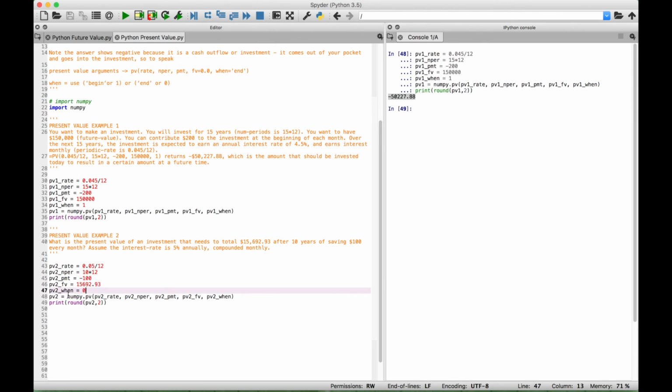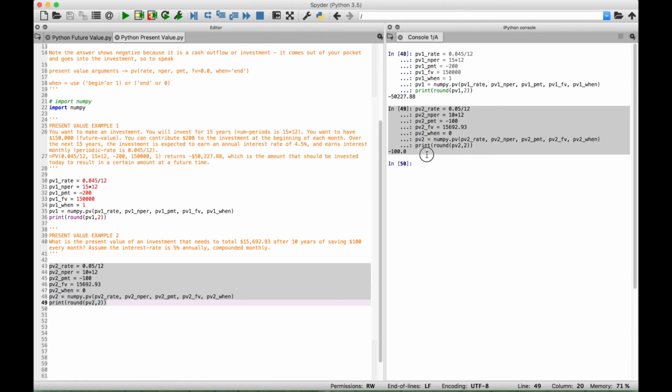And for the when, we're just going to use a 0, and the 0 is the same as end of the period. So here we created our variable. We used the NumPy extension, a dot to access the present value function. We put in our arguments, the rate, the number of periods, the payment, the future value, and the when. Then we use a print to display, and we use the round function to round this to 2 decimal places. So let's select our code and run it. And you can see we get an answer of $100.